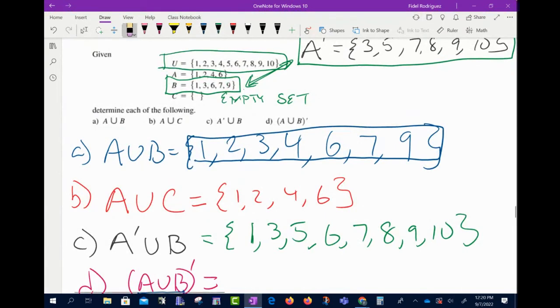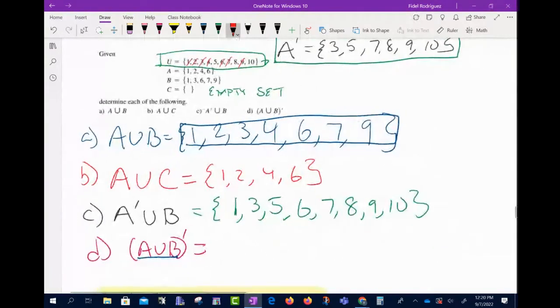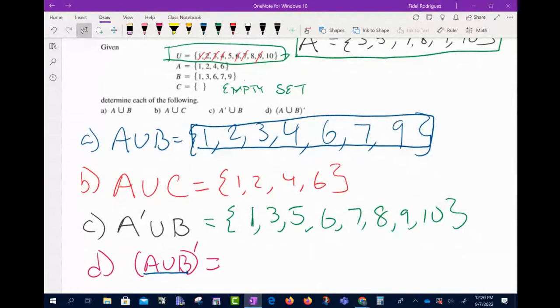I'm going to pick all the numbers in my universal set that were not the numbers 1, 2, 3, 4, 6, 7, and 9. So look, let's start scratching those numbers. 1, 2, 3, 4, 6, 7, and 9. So what numbers are we left with? Anybody know what numbers we're left with once we scratch those? Yeah, 5 and what? 5, 8, and 10? Oh, come on, 10. There we go. And there's our A union B complement. Okay.